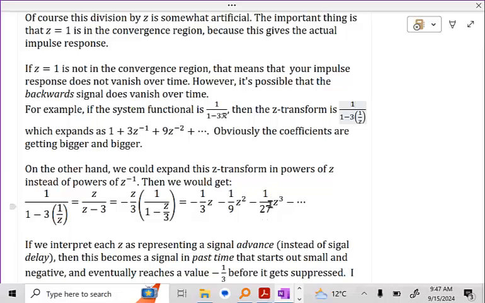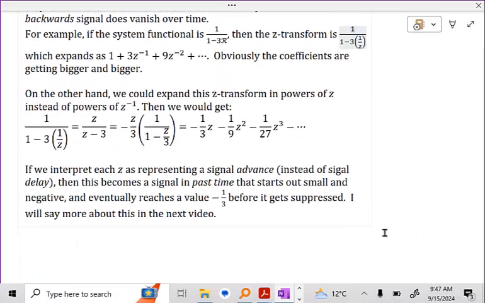Now remember that 1 over z represented a system delay. So we can interpret z as representing a signal advance. This becomes a signal in past time that starts out small and negative and eventually reaches a value of minus 1/3 before it gets suppressed. I'll say more about this in the next video. This idea of generating a signal backwards in time is kind of weird, but you can see how this system functional can be made to correspond to a signal backwards in time. So think about that, and we'll continue on this same topic in the next video.